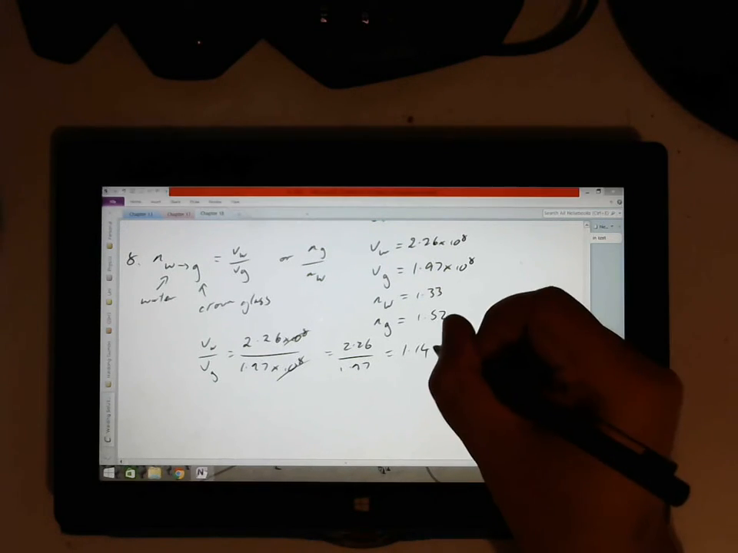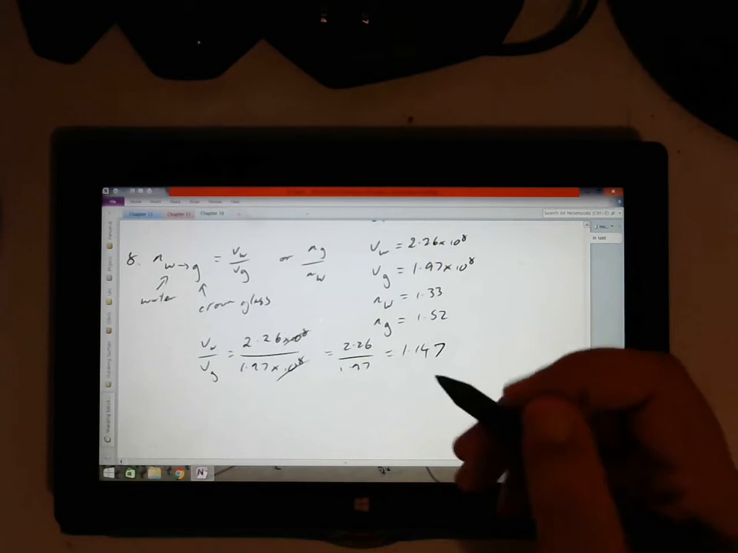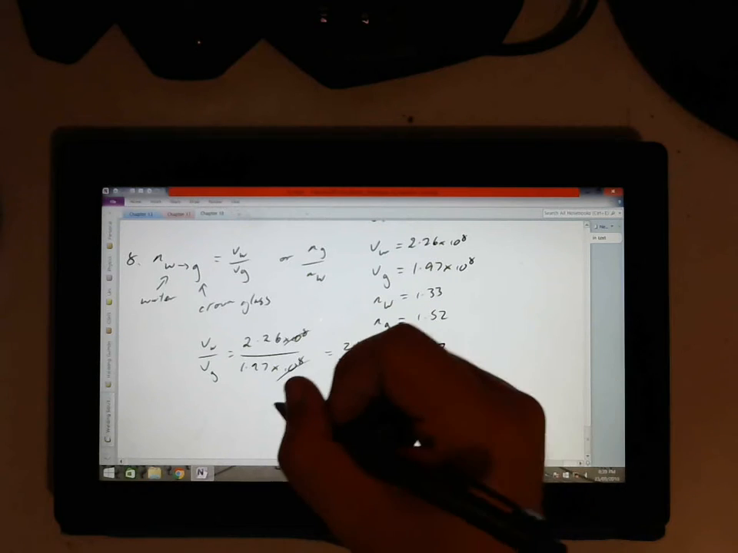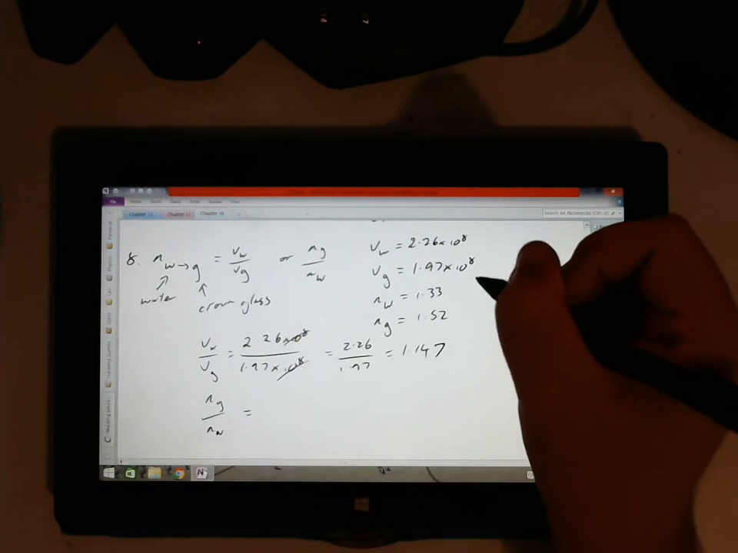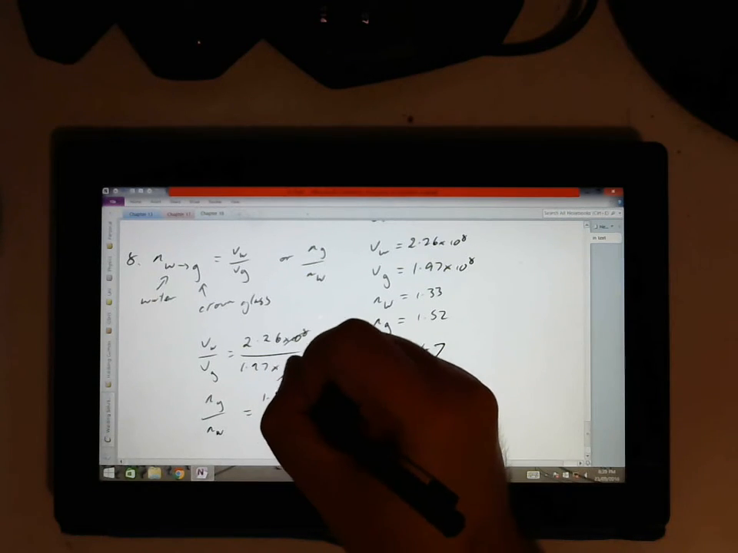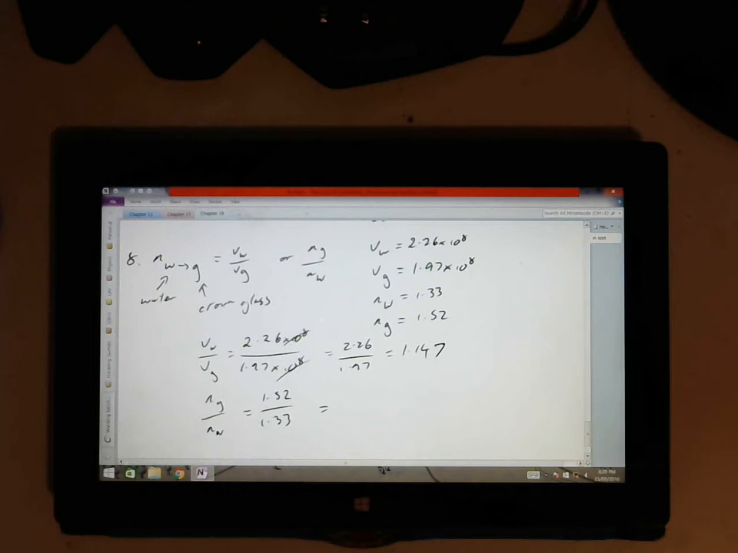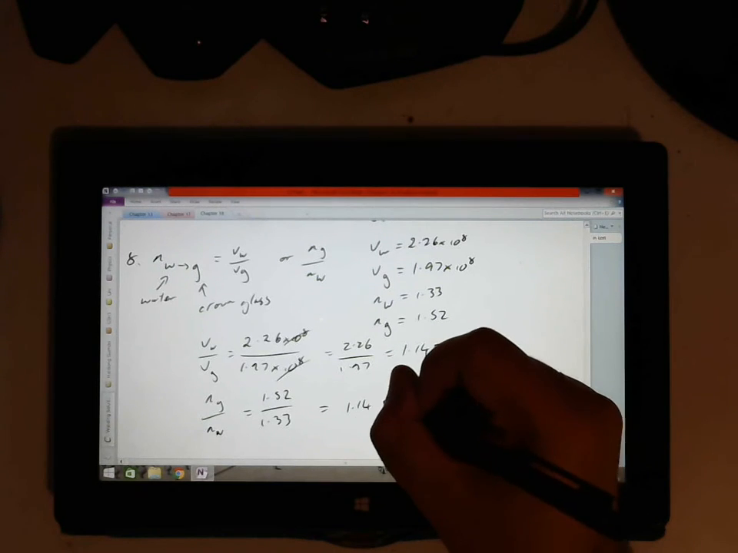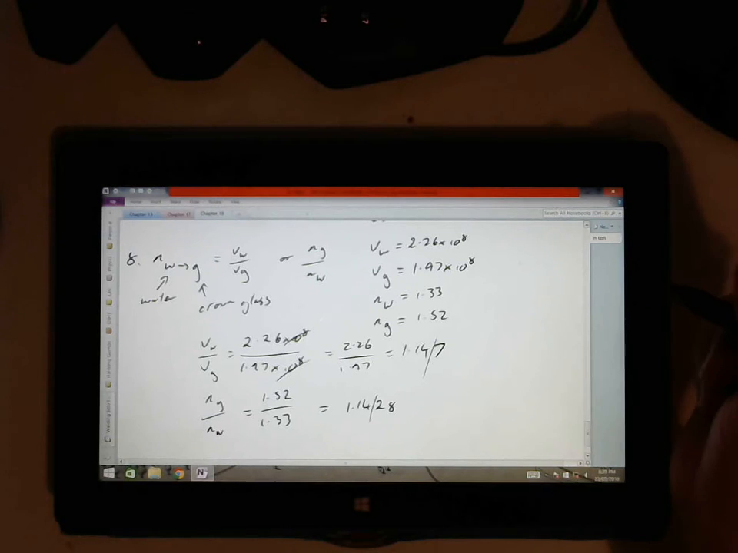They do round it off at 1.14, but let's go a little bit more precise. Let's use our other definition, ng over nw. ng over nw equals 1.52 over 1.33, which gives me 1.1428. So if we cut it off there, then yeah, it's identical.